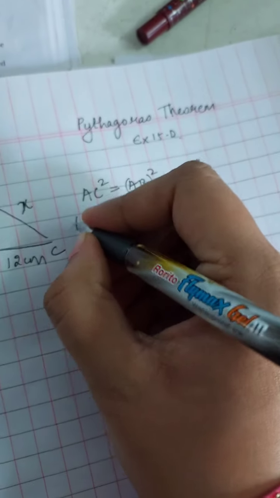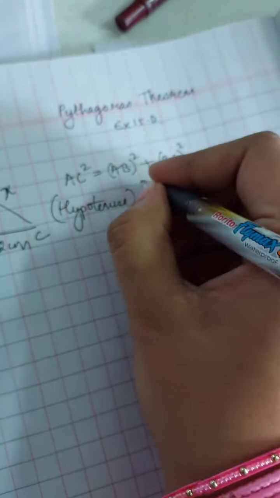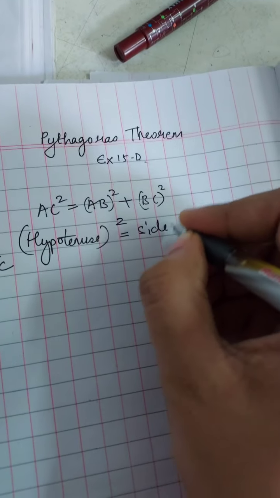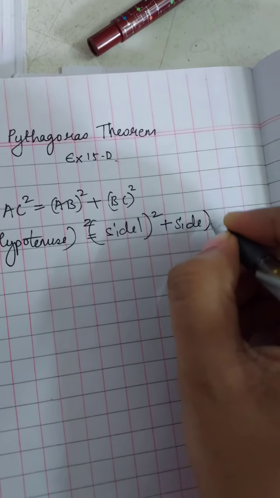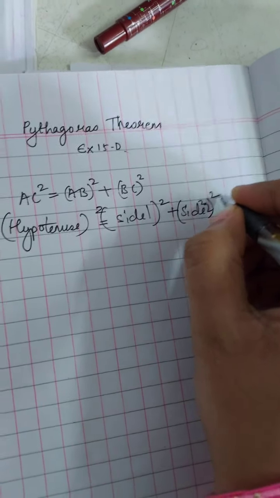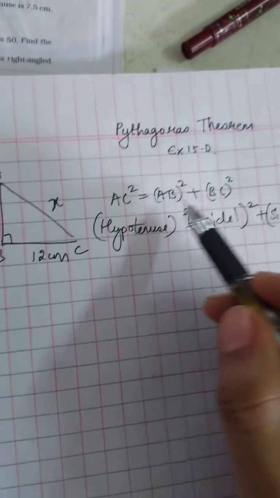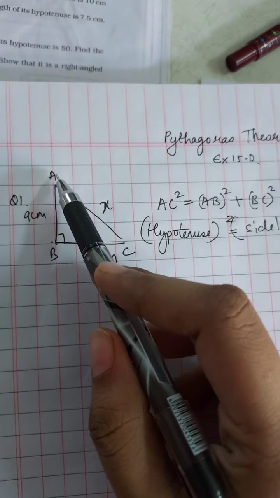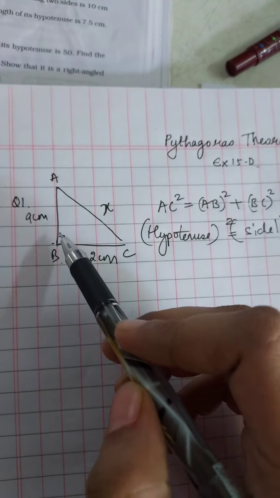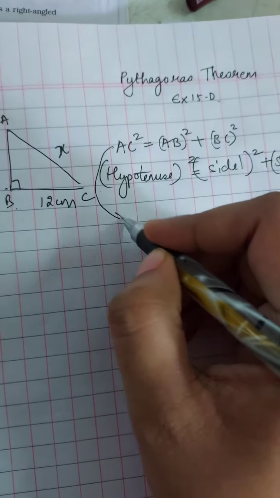Or you can say what? Hypotenuse square is equal to side 1 square plus side 2 square. Or simply you can name the triangle and form this theorem in this way: AC square will be equal to AB square plus BC square. So let's do the calculation on the basis of this.